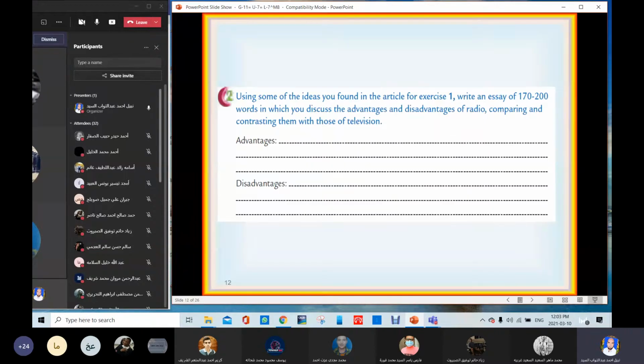Okay. Now let's move to the next exercise. Use some of the ideas you found in the article. Write an essay of 170 to 200 words in which you discuss the advantages and disadvantages of radio, comparing and contrasting them with those of television. This is a new kind of report you are going to write in the second term. You are going to write an argumentative report, in which you discuss two ideas: some people are for, some people are against. You are going to mention the advantages and disadvantages of radio or TV.